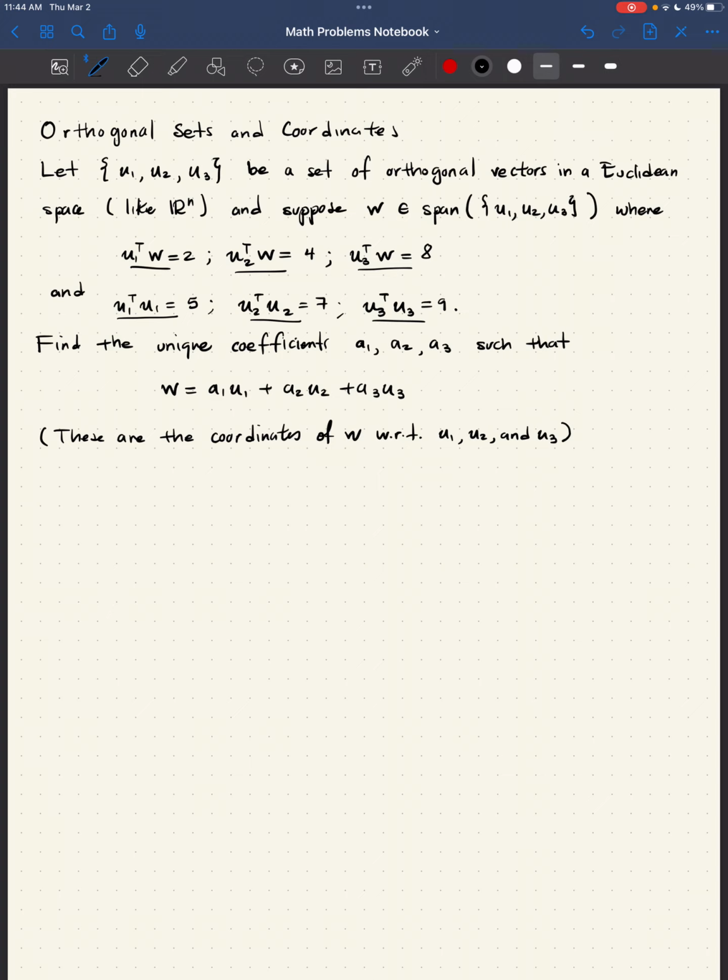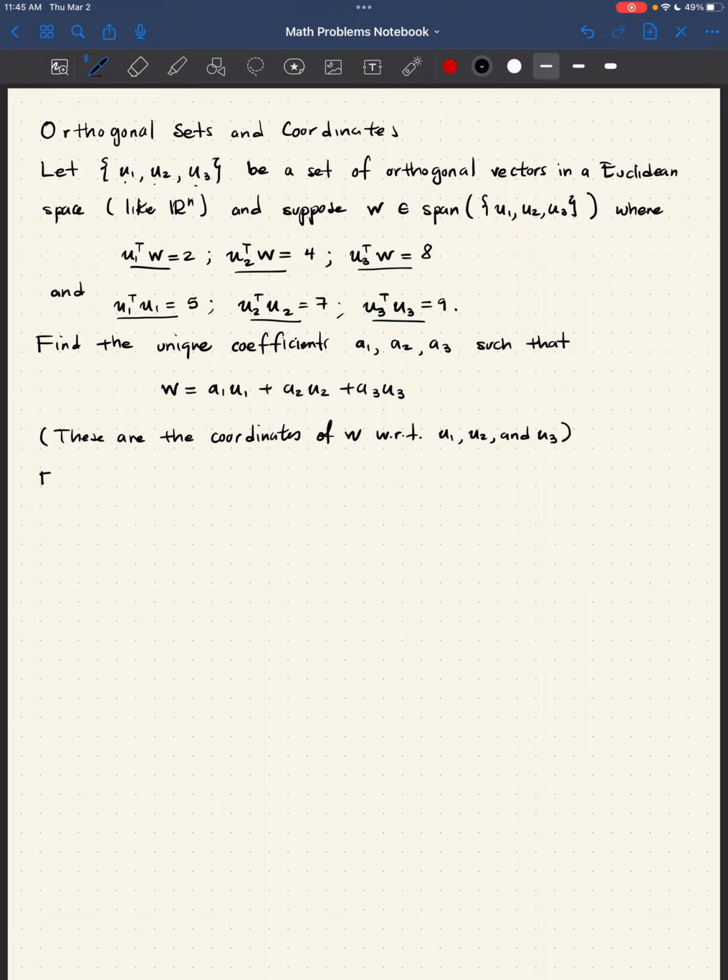We need to find the unique coefficients a1, a2, and a3 such that w is described as a linear combination of those elements u1, u2, and u3. This is what we call the coordinates of w with respect to u1, u2, and u3, in that order. So let's start.